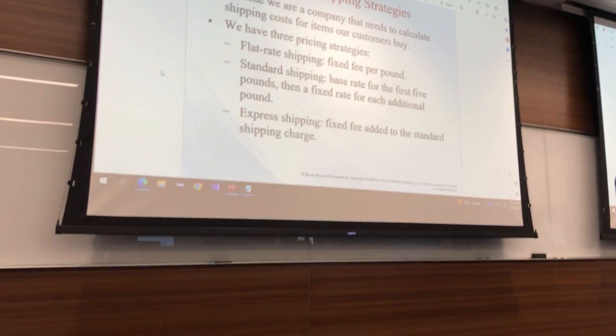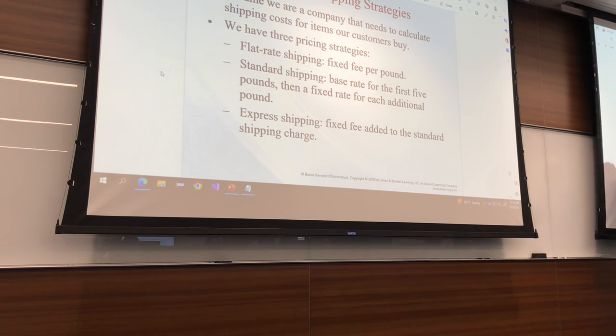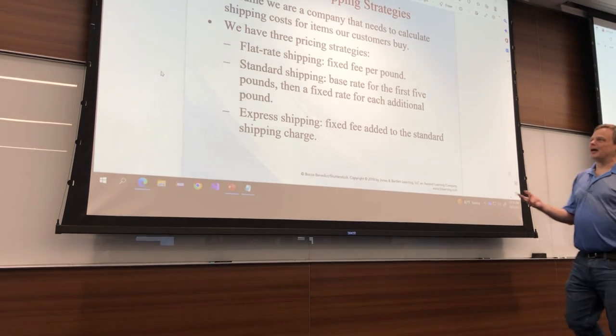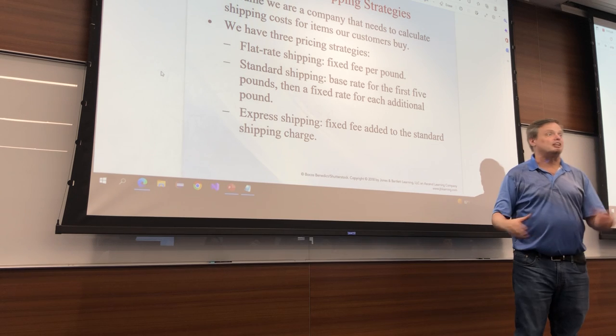That's a flat rate. Okay. And then we're going to do standard shipping. This is like slow shipping, right? Then we're going to do standard shipping where you have a base rate for the first 5 pounds and then an additional rate for each additional pound. Then we're going to do express shipping, which just means we're going to ship it faster, where you have the standard shipping plus a fixed fee.